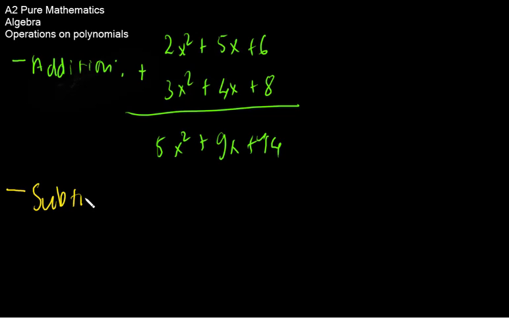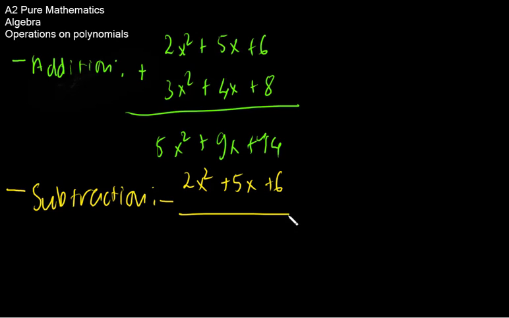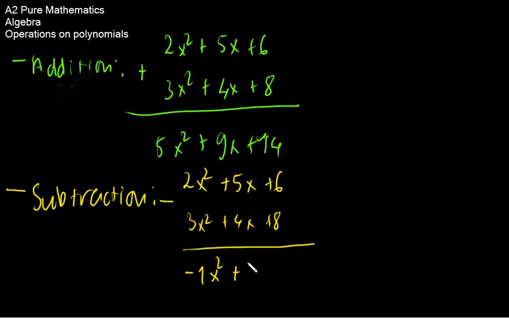And now we also have subtraction. Using the same polynomials, 2x squared plus 5x plus 6 minus 3x squared plus 4x plus 8. So you have minus 1: 2 minus 3 is minus 1, x squared, plus 5 minus 4, that is x, and 6 minus 8 is minus 2. So similarly, you subtract the coefficients for each term and then get the result.